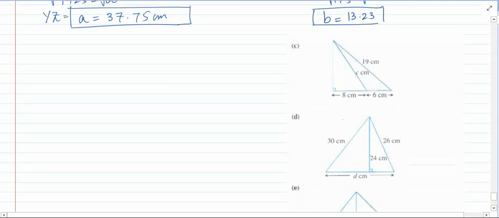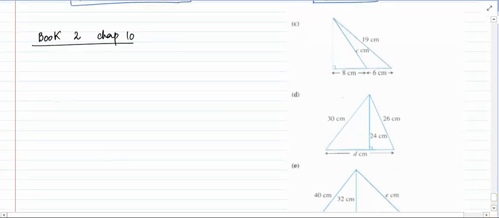Now this worksheet, these questions are from your previous book, right? It's book 2, your old book, and it's chapter number 10, Pythagoras Theorem, right? So these three questions are from your previous book. So starting with the part C.